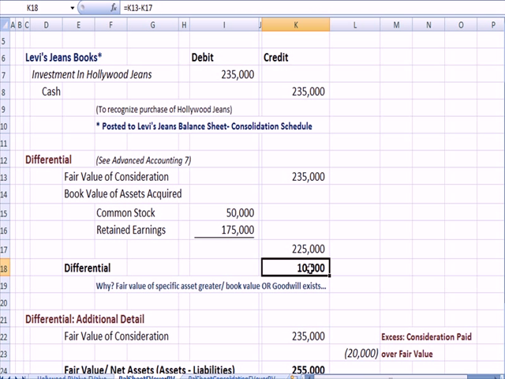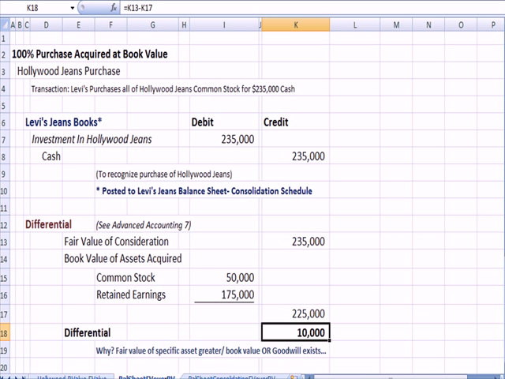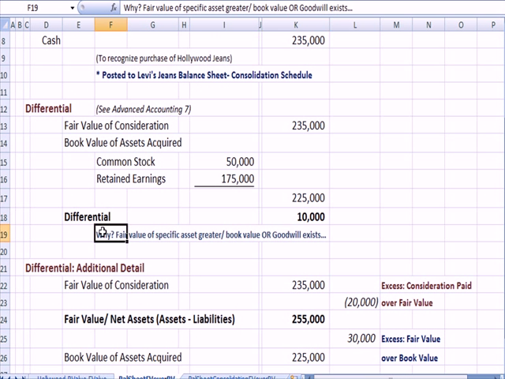As we commented on prior videos, the whole reason we have a differential, which I've written in blue, is that the fair value of the specific assets is greater, in this case land is greater, or there's goodwill that exists that hasn't been recorded yet.